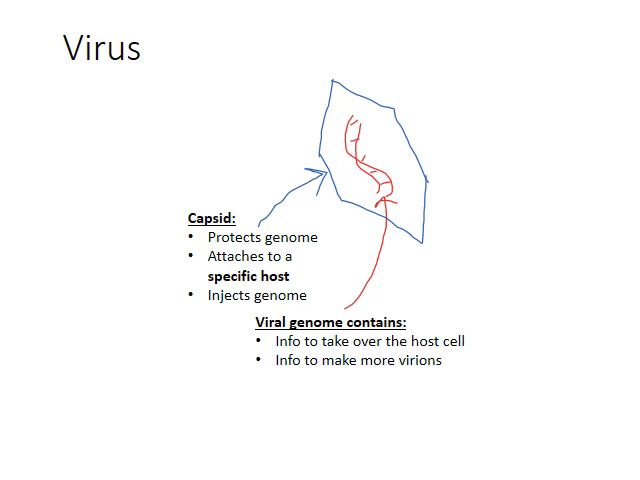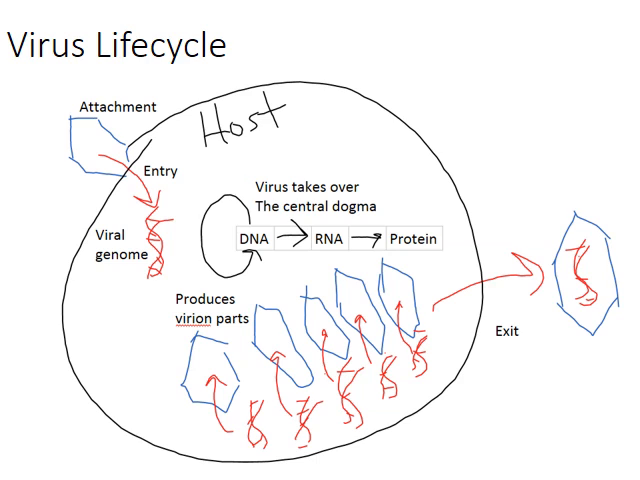Second thing it does, it attaches to a specific host. There are usually going to be little proteins on the surface of this capsid that will bind to cell surface receptors. And since specific cells have different receptors on their surface, only certain virions, or virus particles, are going to be able to affect certain host cells. They're usually very, very specific. And then once it attaches to the host, it injects the genome inside the cell. Well, the viral genome can do a couple of things. It contains the information to take over the host cell, and it also contains the information to make more virions, or virus particles. And these things are really, really good at replicating.